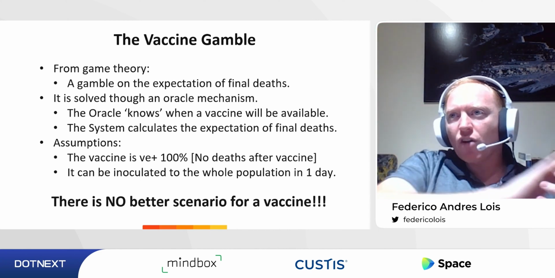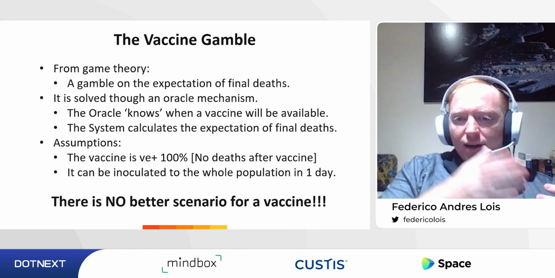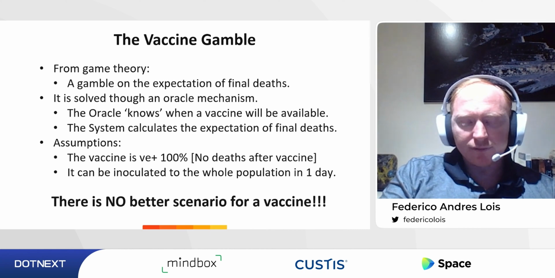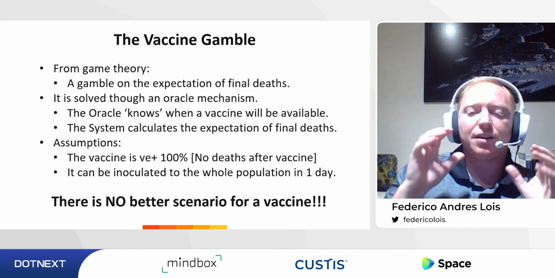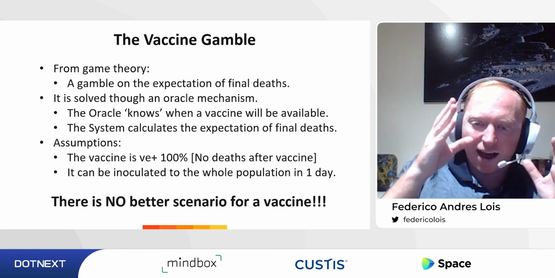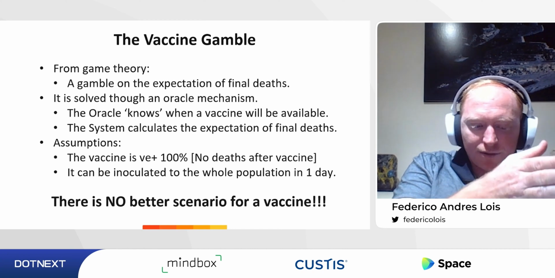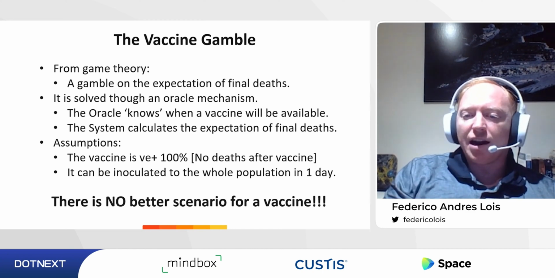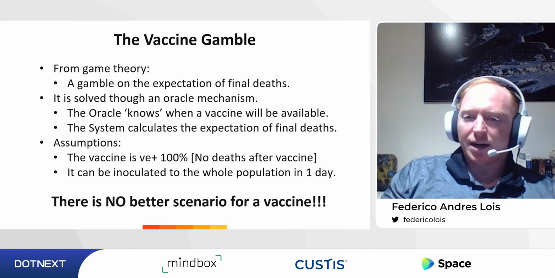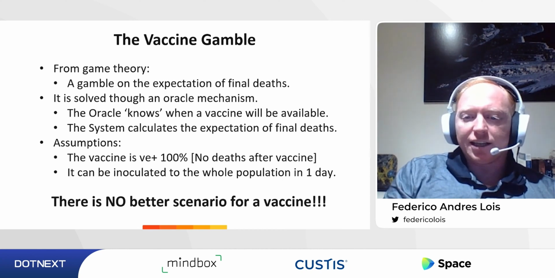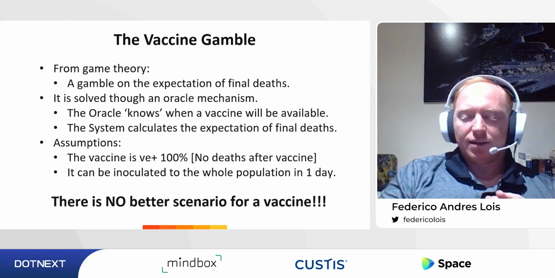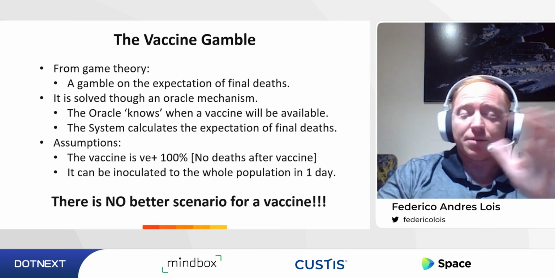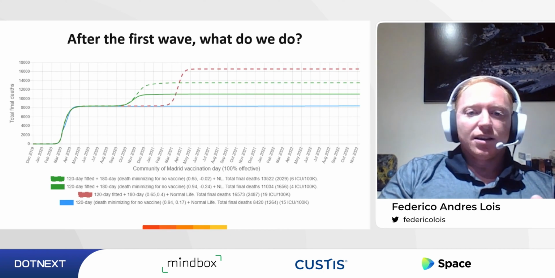So we are going to try every single potential day of vaccination, and we are going to have this assumption for vaccines: they are 100% effective. So after the moment that you vaccinate someone, immediately there are no more deaths from the virus, and also it can be inoculated to the entire population in just one day. So someone can argue there is no better scenario for a vaccine. It's impossible, but it's the very best. Okay? So this is what happens.